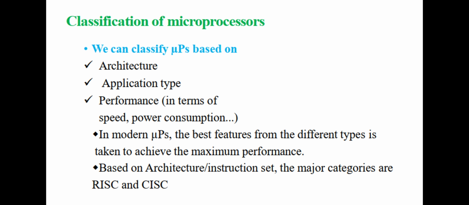Classification of microprocessors. We can classify them based on architecture, application type, performance in terms of speed, and power consumption. In modern processors, the best features from the different approaches are taken to achieve maximum performance. Based on architecture and instructions, the major categories are RISC and CISC.